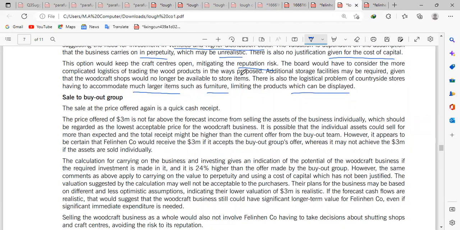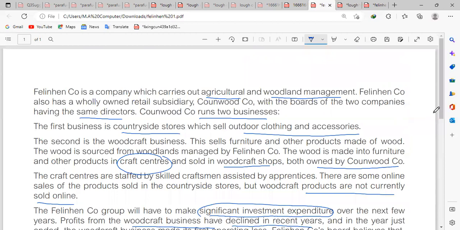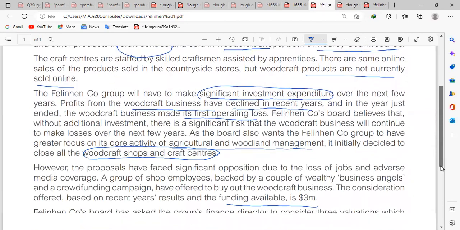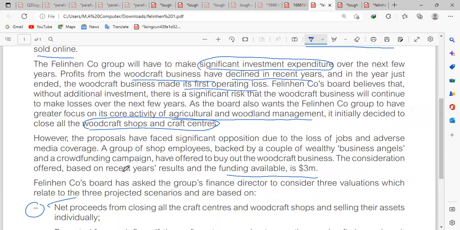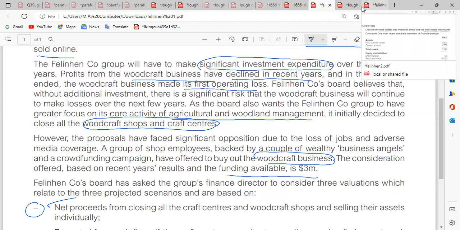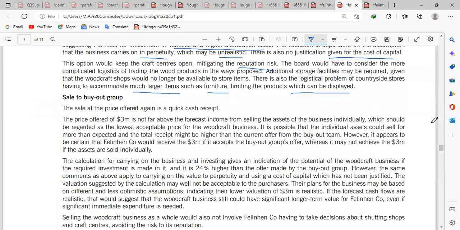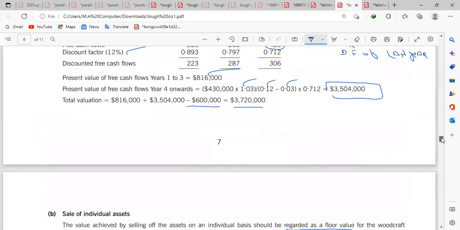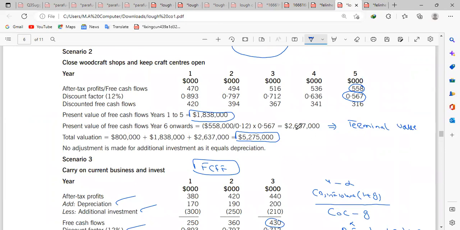And the price offered by you people, see what was the price? The consideration offered based on recent year results and the funding available is 3 million. And who have done so? A wealthy business angel organization and a crowdfunding campaign have offered to buy the woodcraft business. So they have given you the 2 million, and the minimum value which we are having from the sale of the individual assets, that was how much? 263.